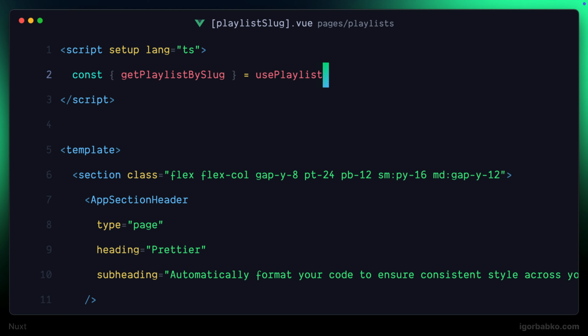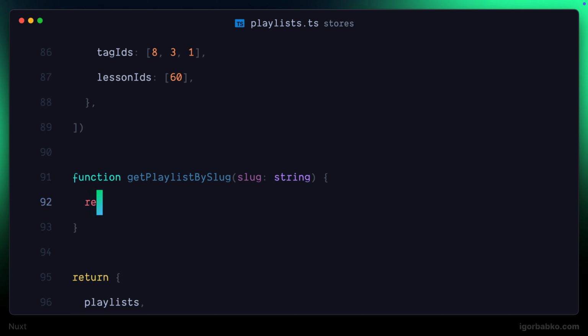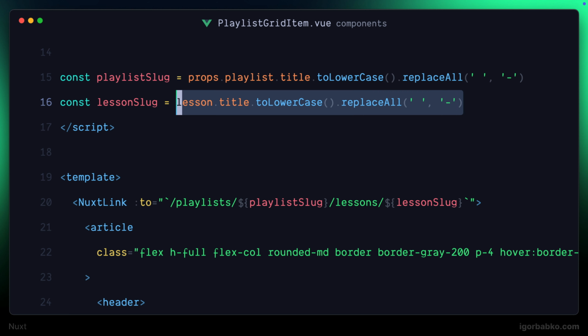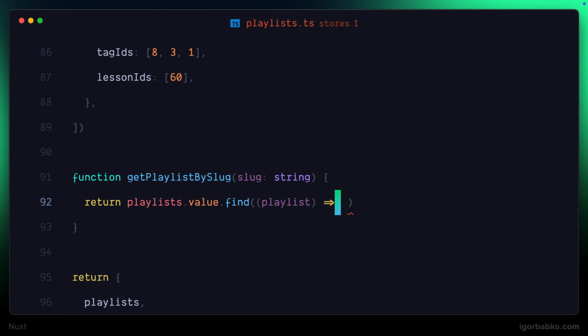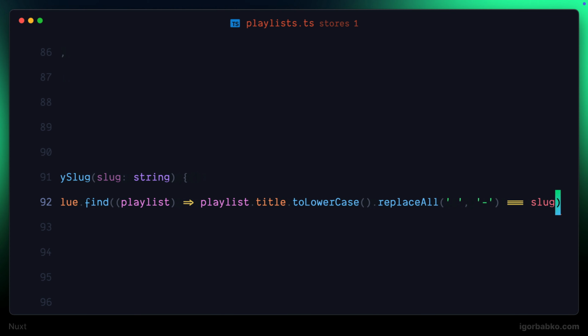So as a next step, I'm going to switch over to the playlist store and add this function, which is going to take the slug of the playlist as a parameter, and then by using the find method, we can easily find the particular playlist object by slug. Let's copy over the expression by using which we are converting titles into slugs, like so, but in here we have to reference the playlist object, and then let's compare the result of this expression with the slug that we have received as a parameter into this function, like so.